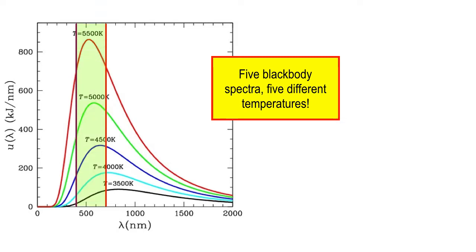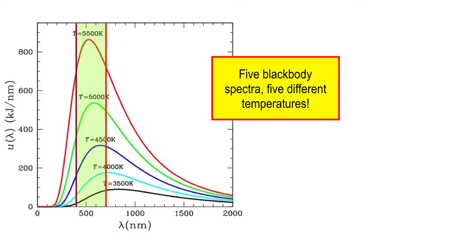Okay, now here's a band. See if you can sketch that in on your notes. The visible band of light, from red to violet, is from about 400 to about 700 nanometers. And 400 nanometers is considered violet.